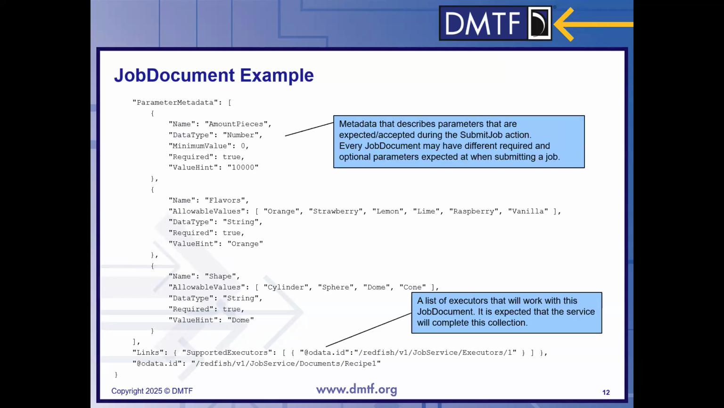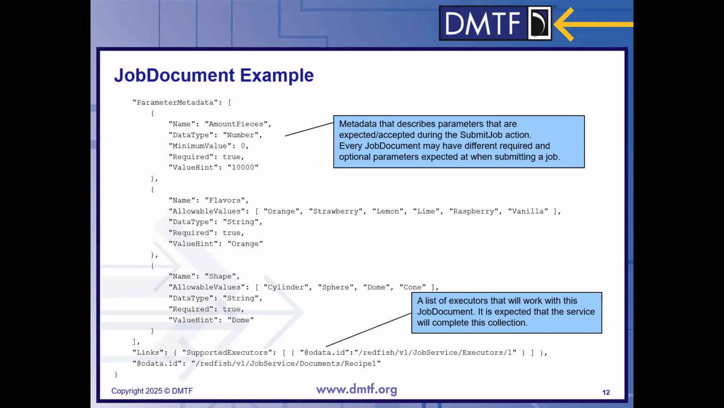We also have our parameter metadata. This is used when you're doing the submit job action, if you want to specify things that are optional, or rather things that are controllable through the new job. In this case, we have 3 parameters. Number of pieces, since this is a candy document, is required to be specified. We give a flavor, and there are various flavors you could instruct the job to add to the candy, and then there's also the shape. So 3 parameters can be specified.